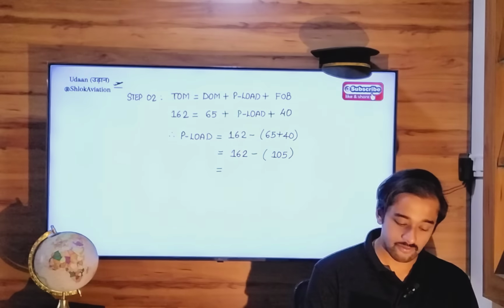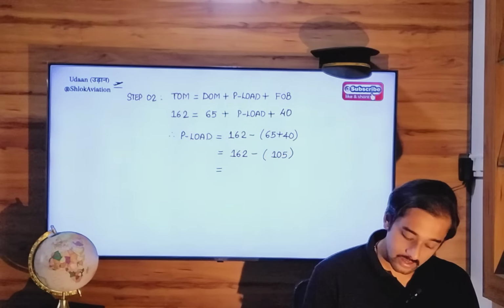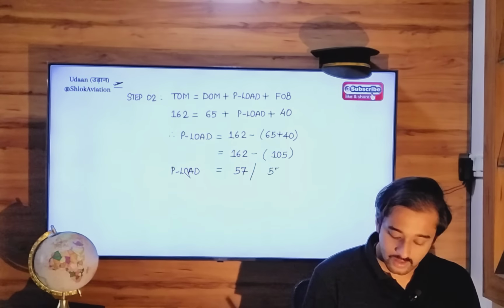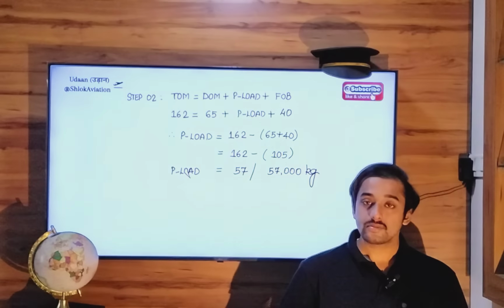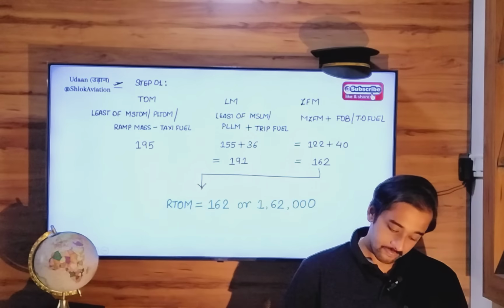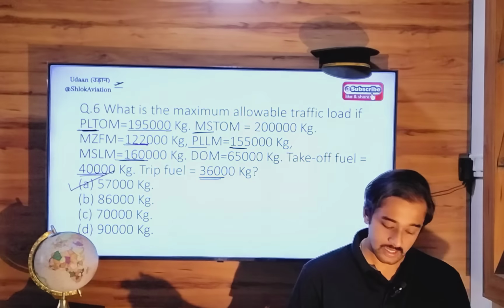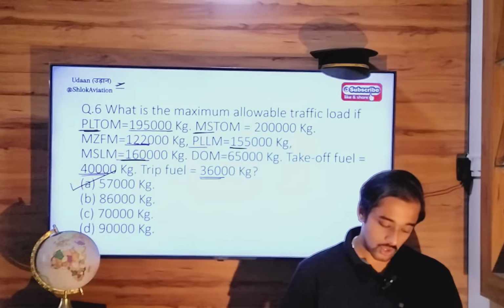162 minus 105 is 57. So your payload is 57,000 kg. Okay. So correct answer is option A. Option A. So let's go to question 7.